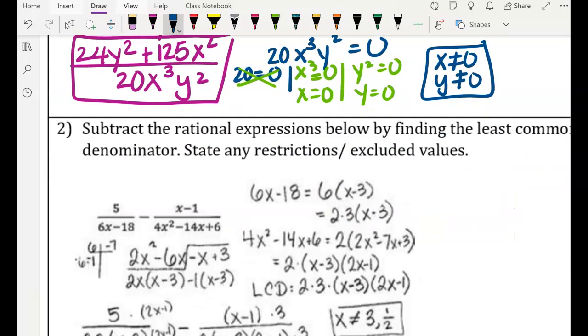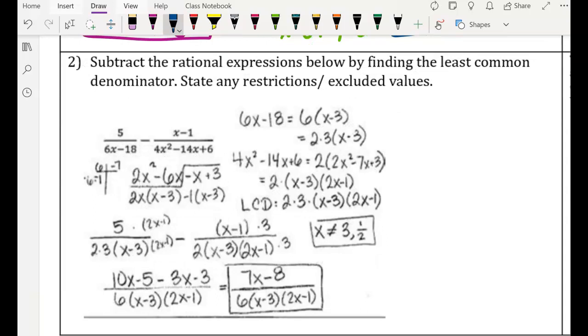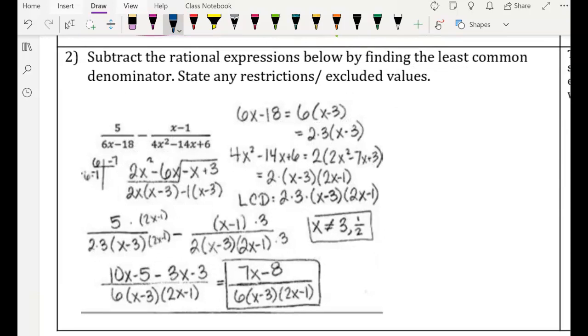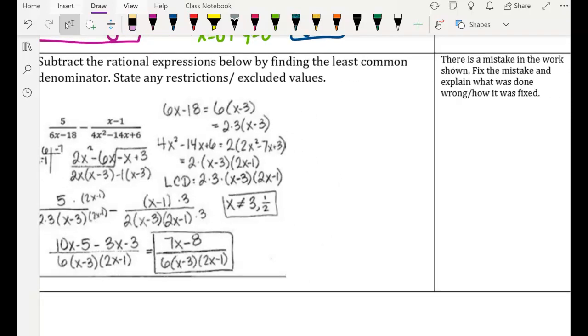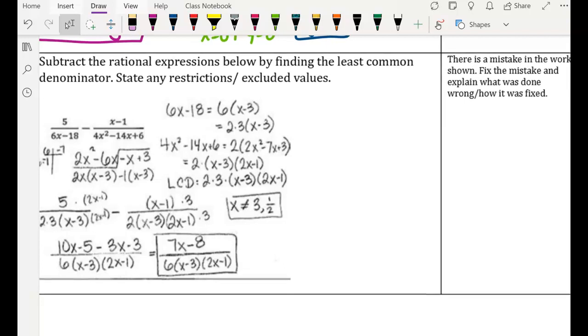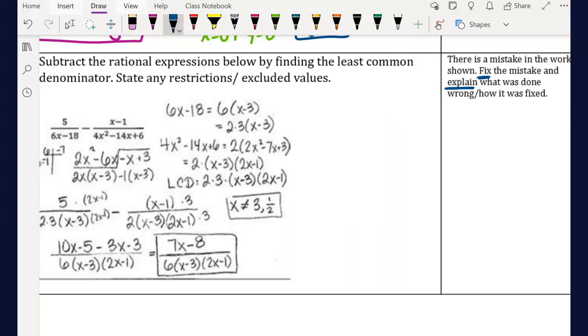All right, so look at this one. This is going to be on your own, okay? It says subtract the rational expressions below by finding the least common denominator. State the restrictions, the excluded values. Now, this is an analysis. There is a mistake in the work shown. Fix the mistake and explain. Okay, so fix it. And then you explain to me by writing it out what was done or how you fixed it. So fix it mathematically and tell me also by writing. Okay, I would check this one in class when I see you.